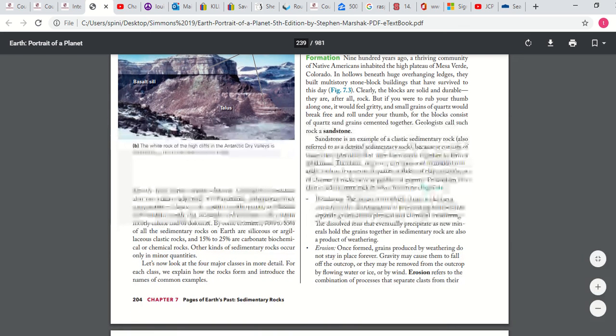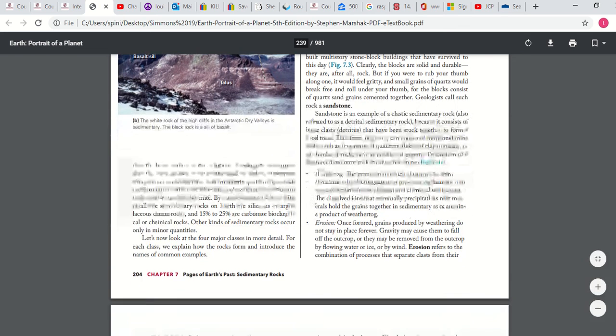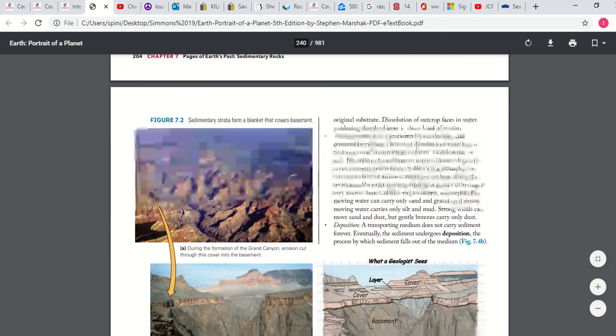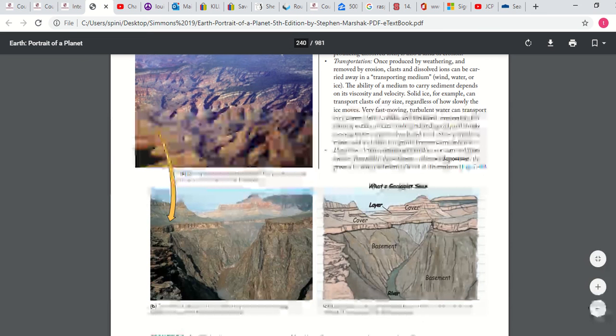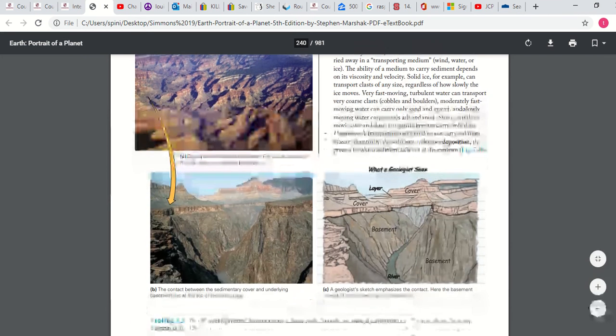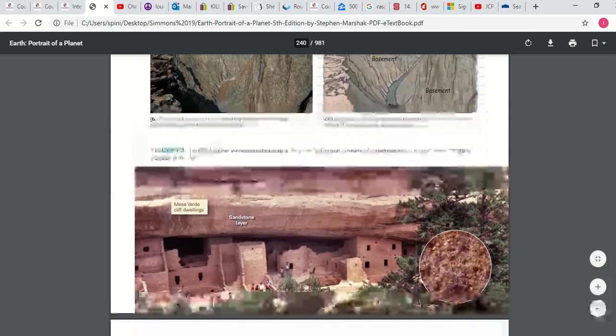So there we can see the whole process. And that's important that we understand how that works. If you've been to the Grand Canyon, you've seen the result of this process, where you have these rocks that have been deposited over literally millions of years and formed into a clastic sedimentary rock like sandstone.